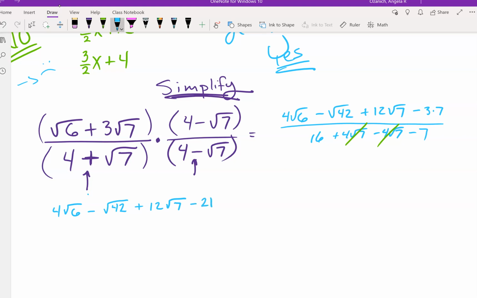Okay, so everything in the numerator has a different value underneath the square root, which means they all have to stay separate. And in the bottom, you would have just 16 minus 7, or 9. And that would be it. That's how you do those kind of problems.